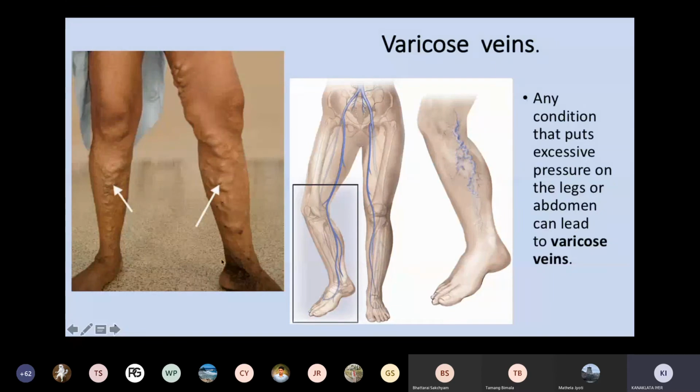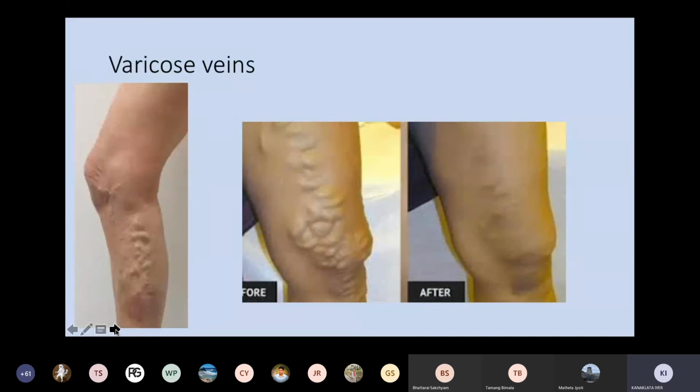This is how the patient looks. Usually they are seen in the legs and even in the thigh, usually on the medial side, because that is where the great saphenous vein is. Any condition which puts pressure on the legs or in the abdominal cavity can give rise to back pressure of blood and give rise to varicose veins, which are common in the inferior extremity. So here you can see the medial side. This also is the medial side of the thigh. This is after operation.